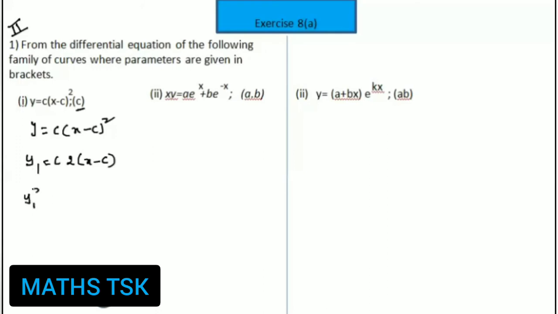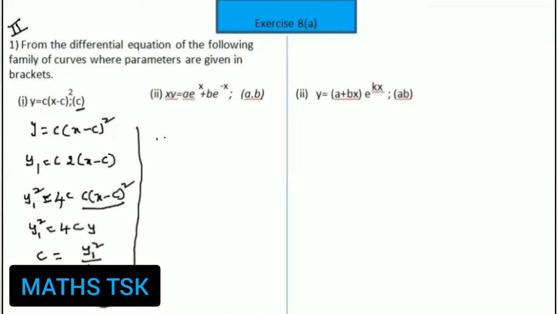Square this. This becomes y1 square is equal to 2 square, which is 4, C square into x minus C whole square. So y1 square is equal to 4C into, this I can write as y. So what is the C value? C is nothing but y1 square by 4y. Now substitute in the given equation. Therefore, y is equal to C into x minus C, where C is y1 square by 4y. Okay, this is the way of solving.